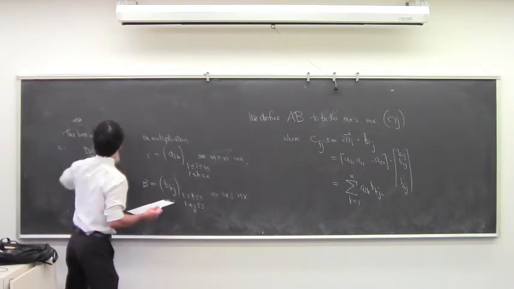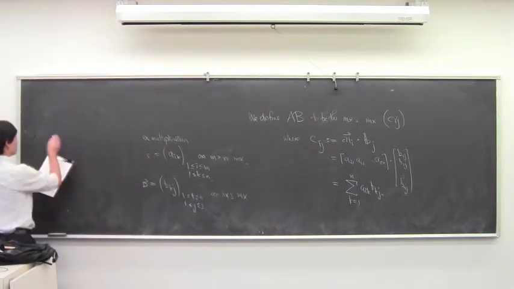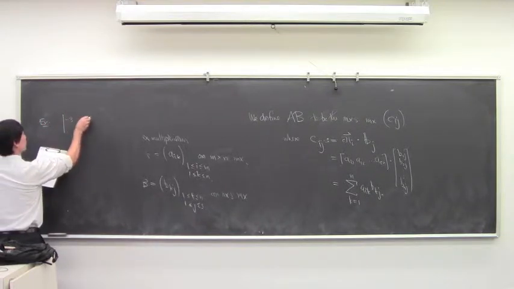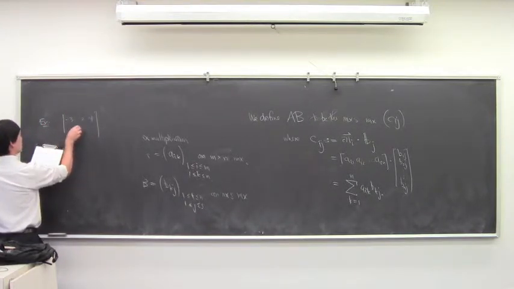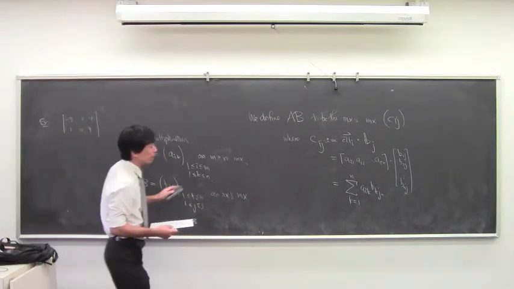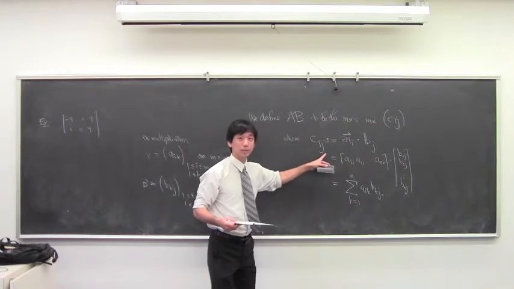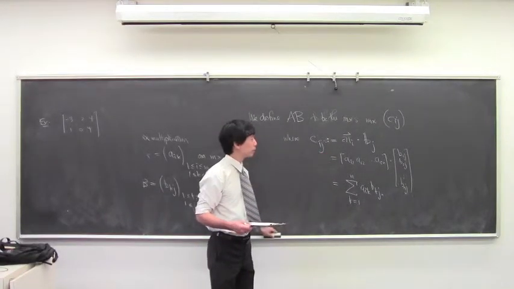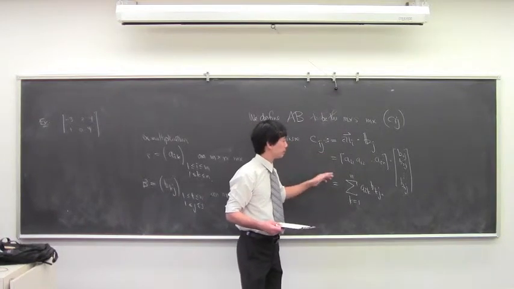Okay, let me put up an example. So -3, 2, 4, 1, 0, 4. Make sure that you understand this, okay? Because we will use this sort of notation shortly.